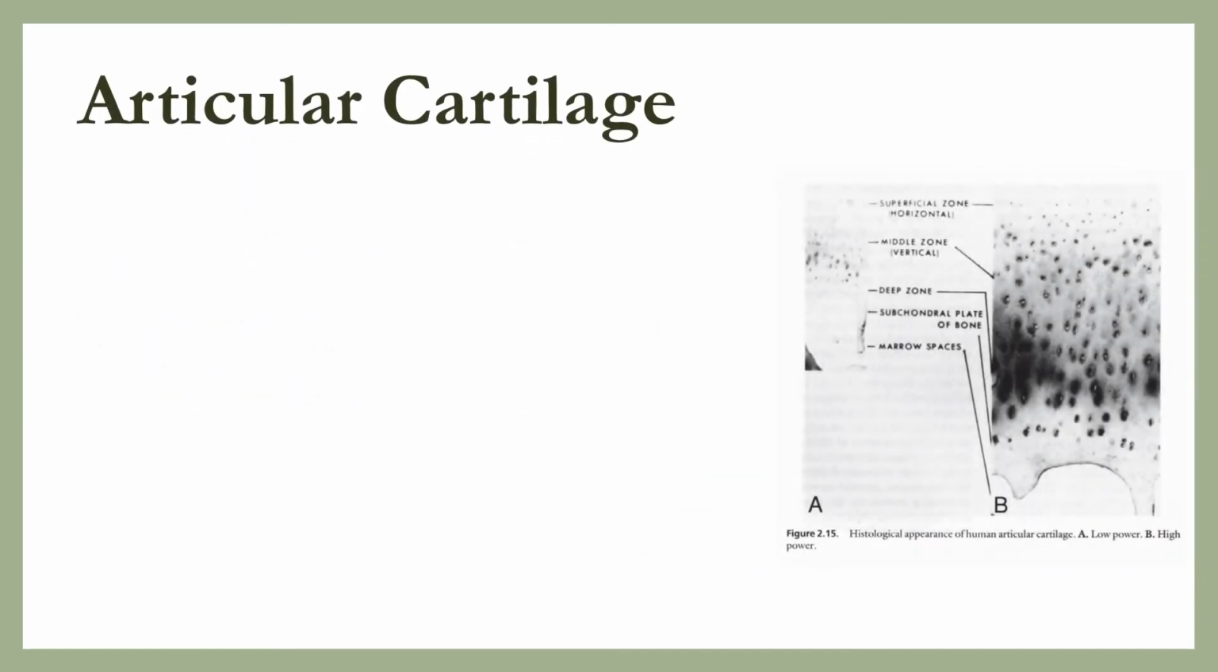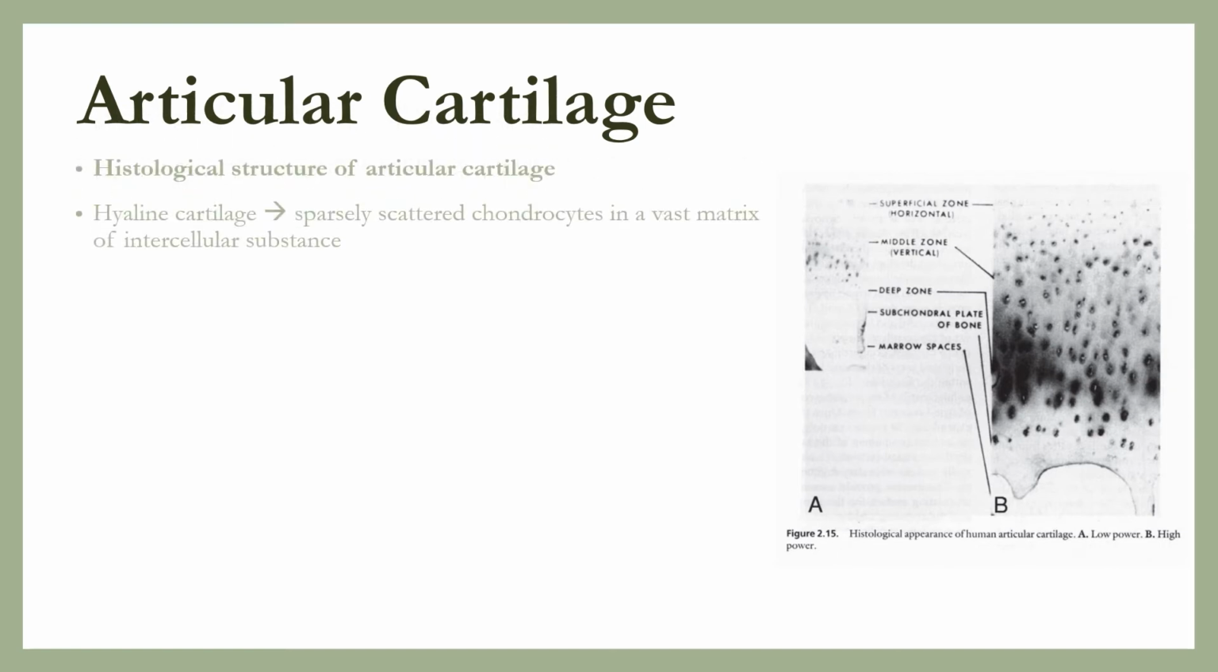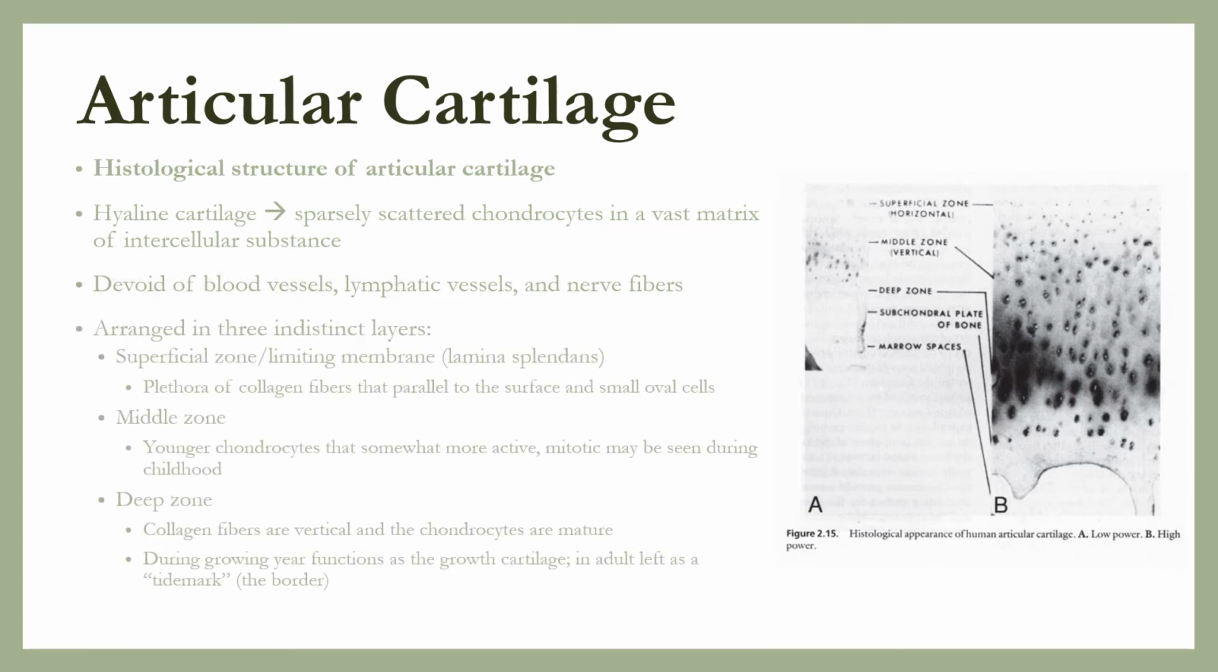Articular cartilage. Histological structure of articular cartilage. Hyaline cartilage has sparsely scattered chondrocytes and a vast matrix of intercellular substance. It is devoid of blood vessels, lymphatic vessels, and nerve fibers. It is arranged in 3 indistinct layers. The first one is the superficial zone or limiting membrane. This is also called lamina splendens.